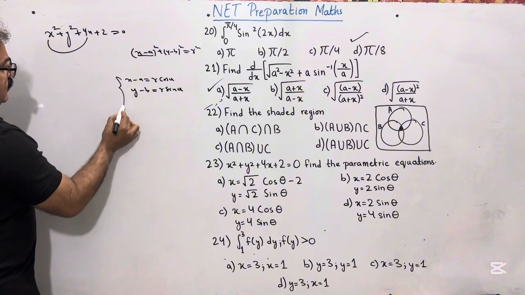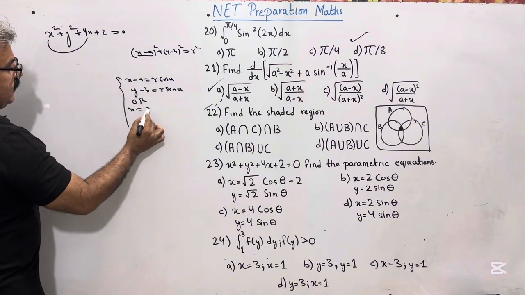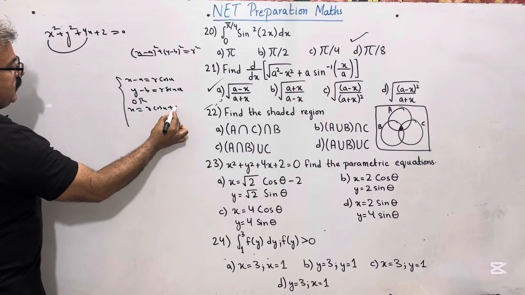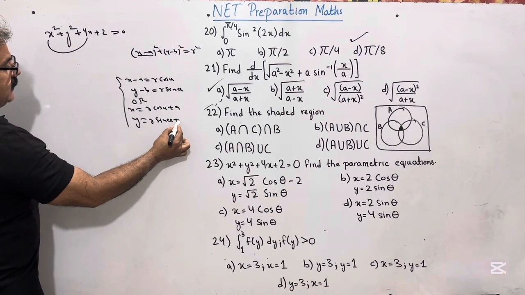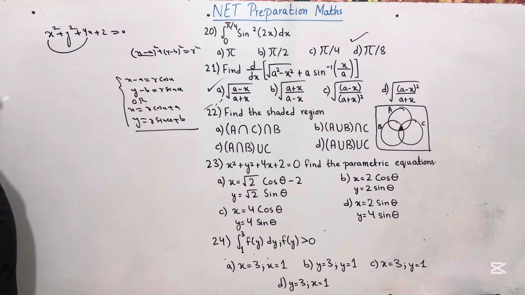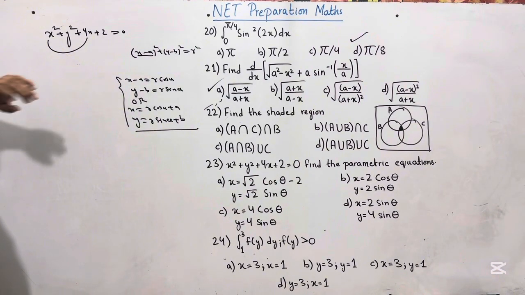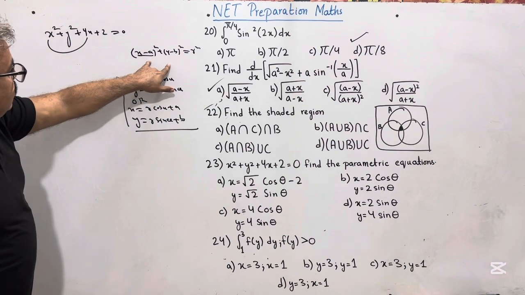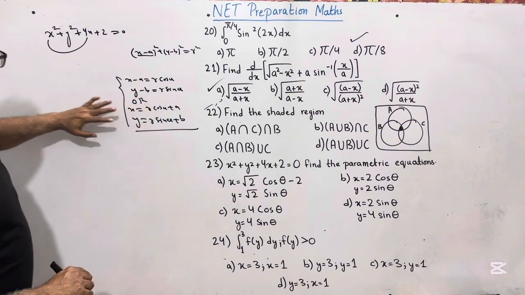We can write these two equations as x is equal to r cos theta plus a, and y is equal to r sin theta plus b. So that is the situation prevailing here. We have to convert this equation into this form, either that or take the coordinates of the center directly, find the radius, and insert here.